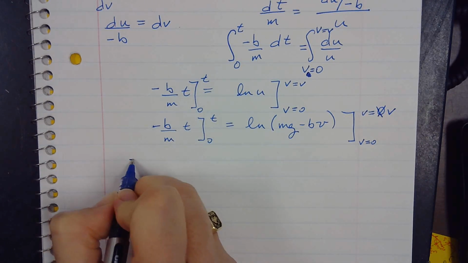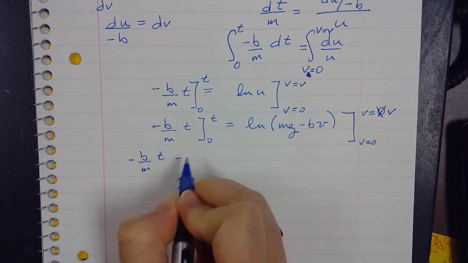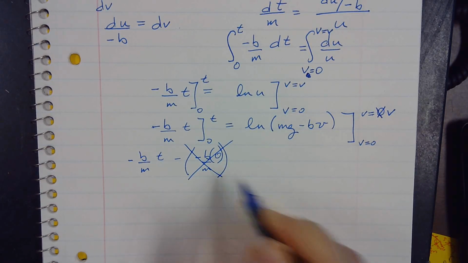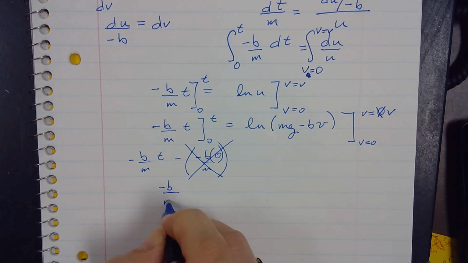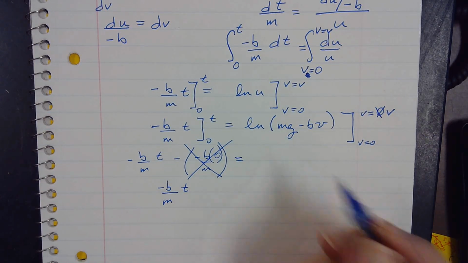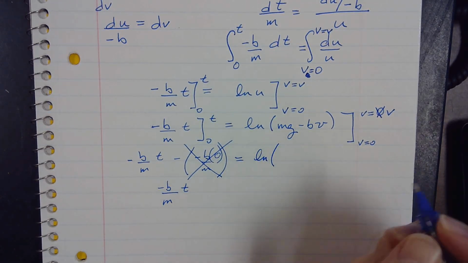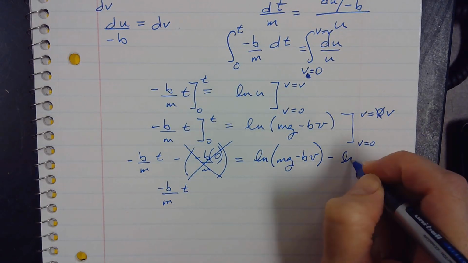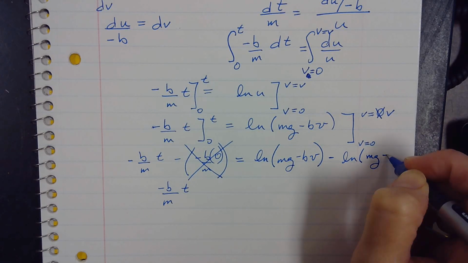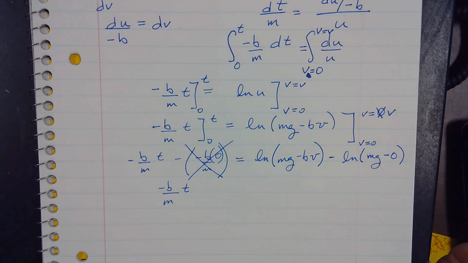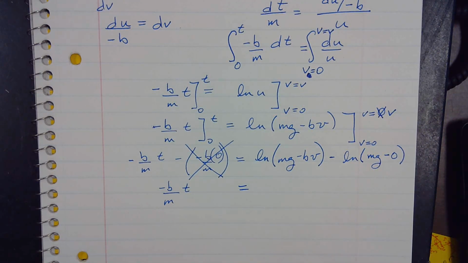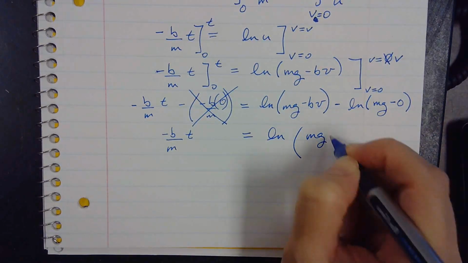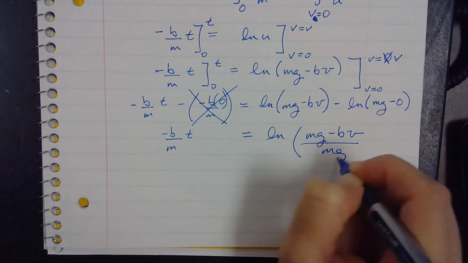Okay, so left side, negative b over m times t minus negative b over m times 0. Of course, that disappears. This side is just negative b over m times t. On this side, we need to do the natural log of mg minus bv minus the natural log of mg minus 0. Again, we're going to combine the natural logs, mg minus bv over mg.